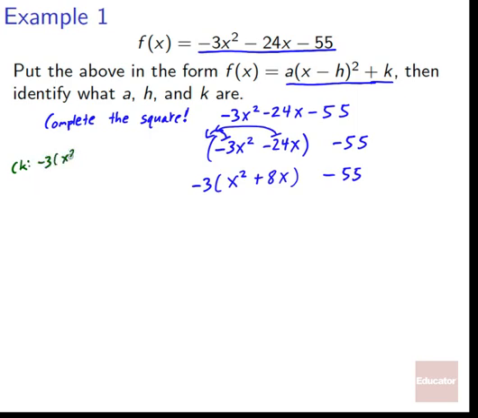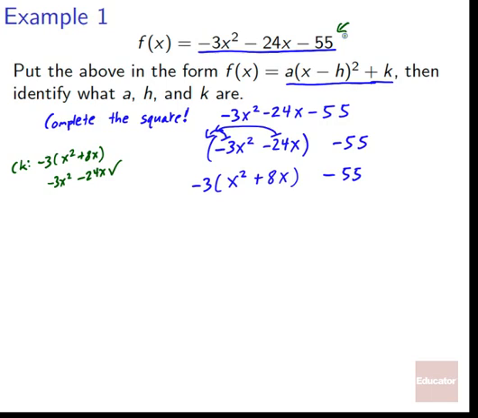Negative 3 times x squared plus 8x, negative 3x squared minus 24x, great, that checks out just like what we originally had. So negative 3 times quantity x squared plus 8x minus 55 is the exact same thing as what we started with right here. So checking like this, probably fine to just do it in your head. You could do negative 3 times that quantity in your head and go, yes, this makes sense. But if it's an exam, you definitely want to check under those situations.